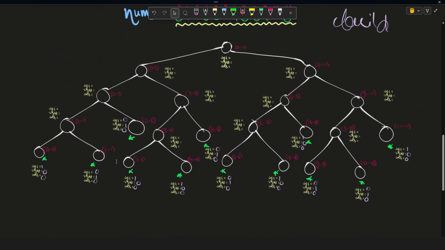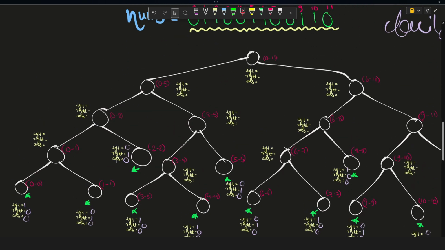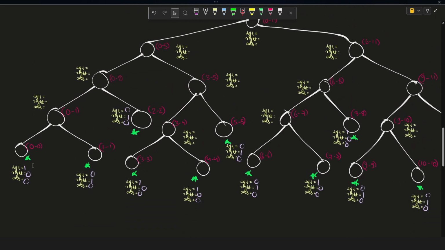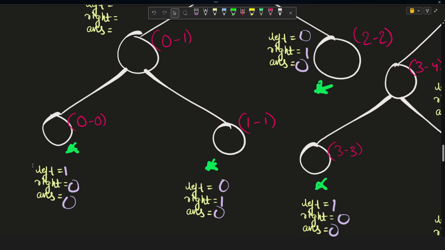So now let's try to do the same thing in the actual segment tree that I constructed here. So let us start doing this one by one. It might take some time, but I will do this thoroughly, right?